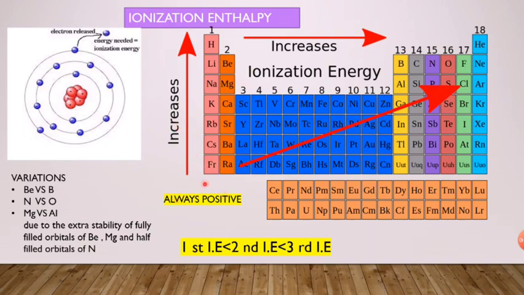And we can see the variation in beryllium versus boron, or nitrogen versus oxygen. Here, look at this: beryllium, boron, nitrogen versus oxygen, and magnesium and aluminum. This is because of the extra stable, fully filled orbital of beryllium and magnesium in the valence orbital. Beryllium and magnesium will have a fully filled s orbital, while nitrogen will have a half filled orbital. We know that fully filled and half filled orbitals possess extra stability. So we need to supply more work to remove an electron from an extra stable orbital.